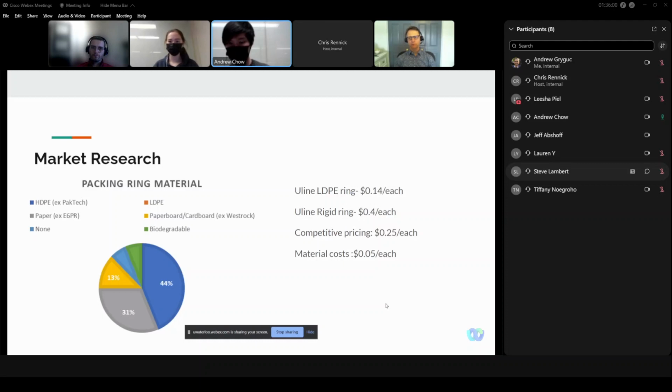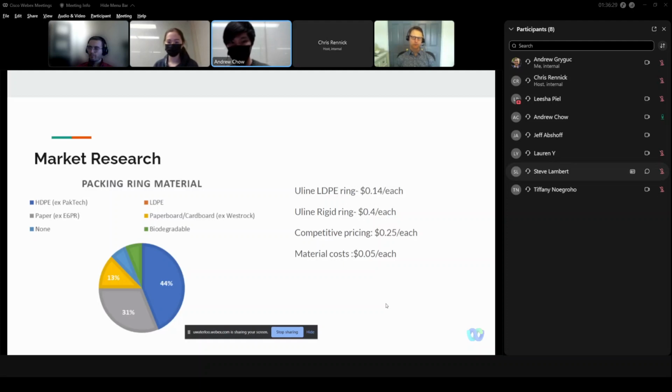Additionally, considerations that were not significant to the breweries or cideries were advertising space or specifics about size or weight of the ring. As cost was one of the most important impacts for breweries, typical costs were investigated. So you'll see on the slide that U-line LDPE is about 14 cents, and their rigid HDPE ring is about 40 cents. Competitive pricing of a similar product by E6PR is about 25 cents per ring.